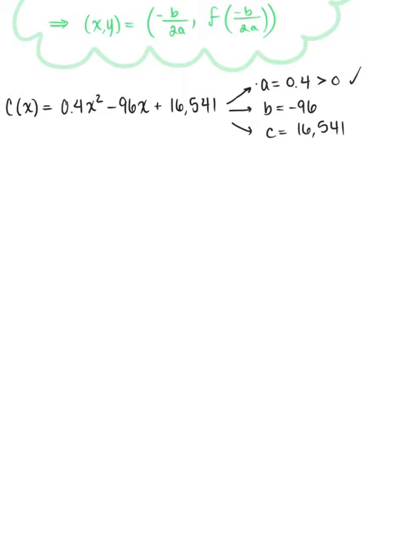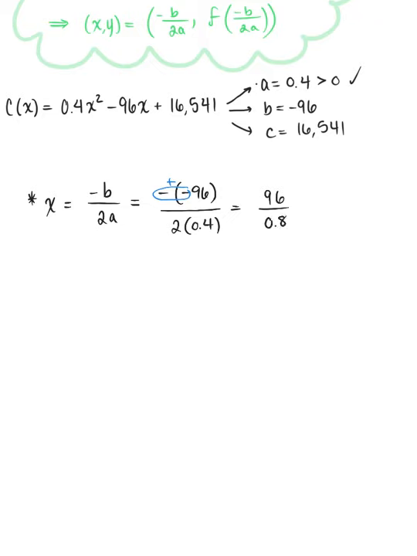We need to find the x-coordinate first. So the x-coordinate of our vertex, again, is defined as x is equal to negative b, all divided by 2a. So plugging in these coefficients, I have minus a minus 96, all divided by 2 times 0.4. And so we can see here a negative times a negative produces a positive value. So this is equal to 96 divided by 0.8.